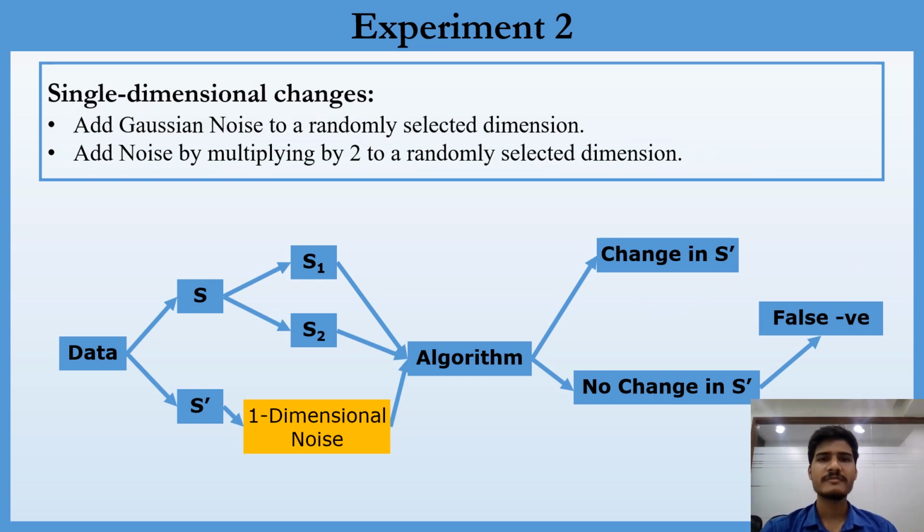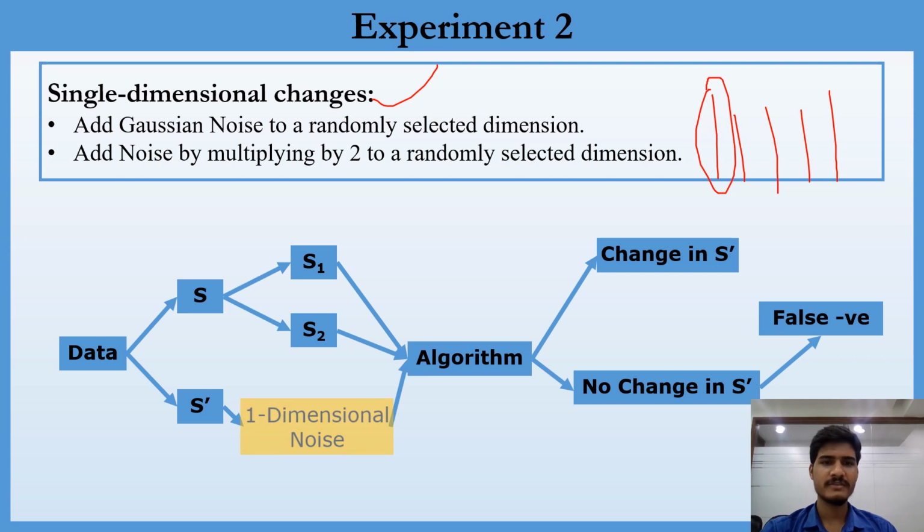Now we see another type of experiment, which is a single dimensional change. Now we add the Gaussian noise to a randomly selected column. So suppose that here we have a 5-dimensional data set. We randomly select one column and add Gaussian noise to this. Here we can see in the flow diagram one-dimensional noise. So we again put these three modified data into our algorithm, and if there is a change in S dash, it means our algorithm produced a right result. But if there is no change in S dash, we count the false negative rate because there is actually a change and our algorithm detected no change.